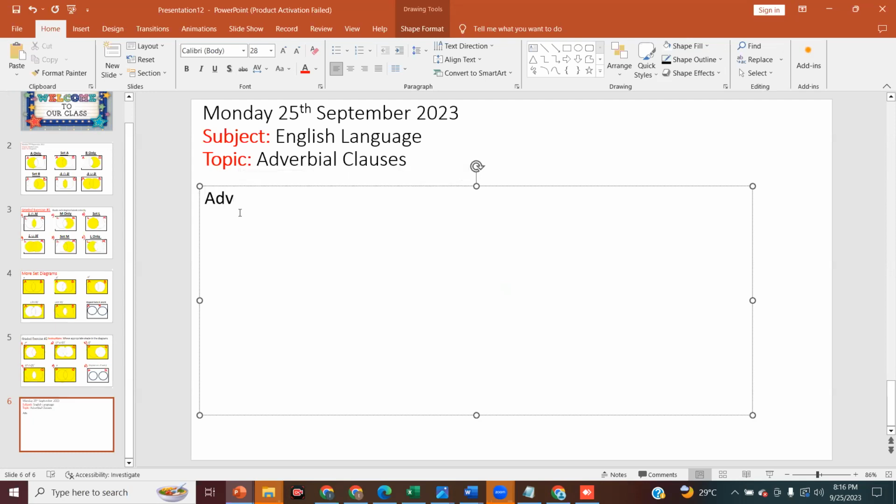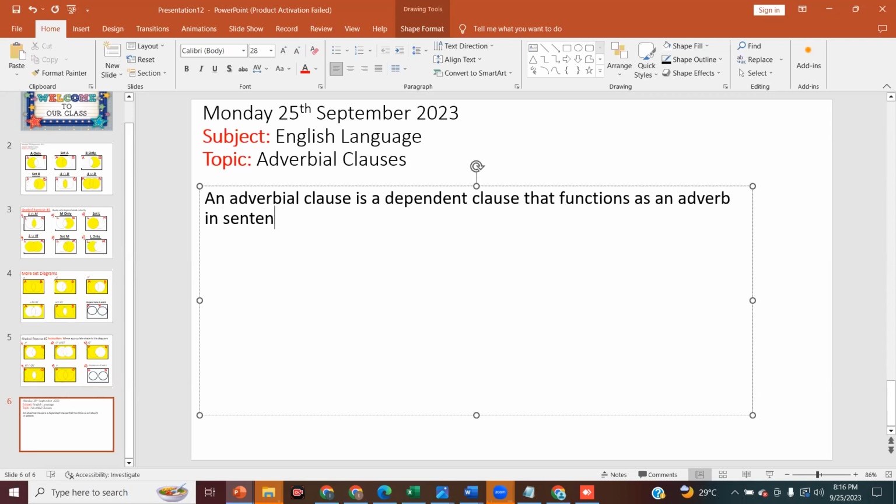So adverbial clauses, write this down for me, please. Sorry, please give me a break. An adverbial clause, we can say, is a dependent clause that functions as an adverb in a sentence. By the way, what are adverbs?